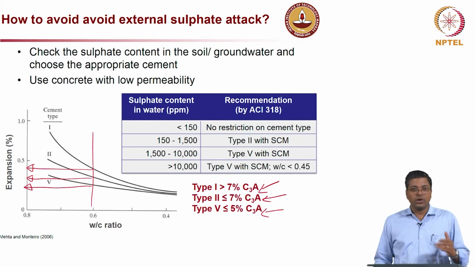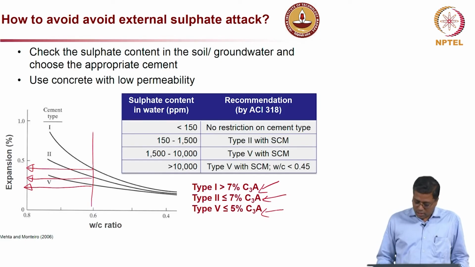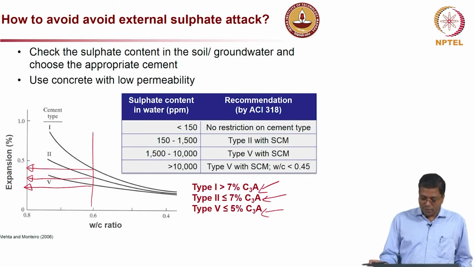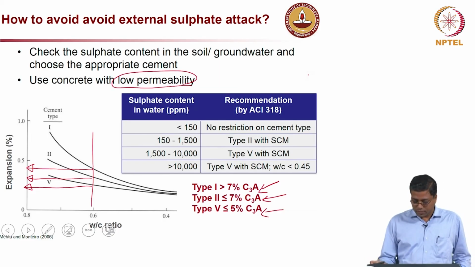So, definitely if you are talking about sulfate resistant concrete systems, we have to go for cements which have low C3A content, and of course lower the water cement ratio, so that the entire pore structure is better refined, I mean a lesser amount of pores are available. So, effectively you use low permeability concrete.